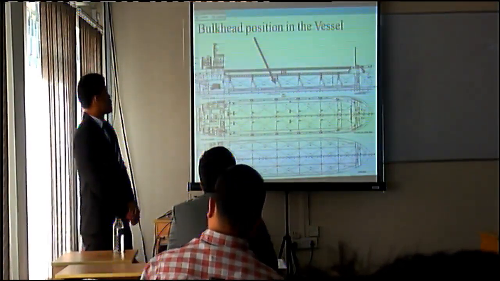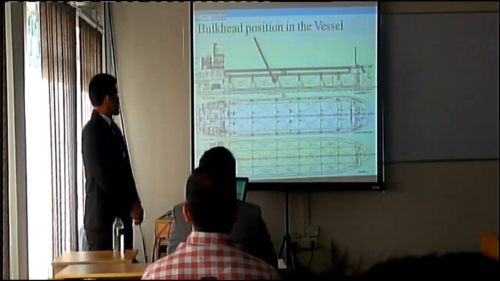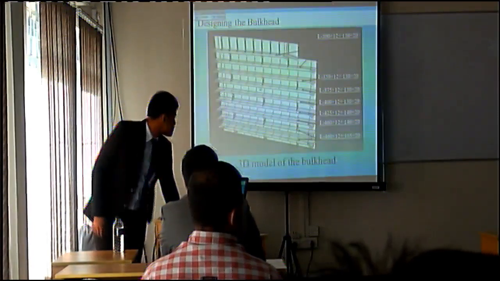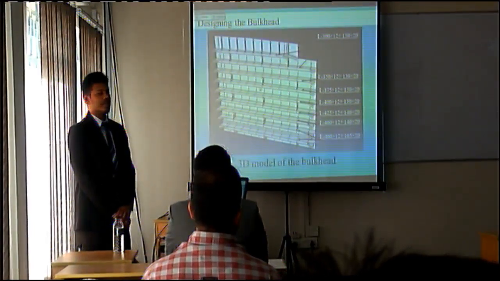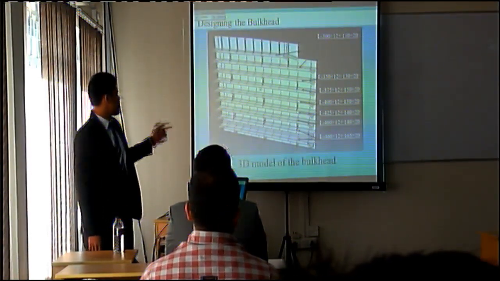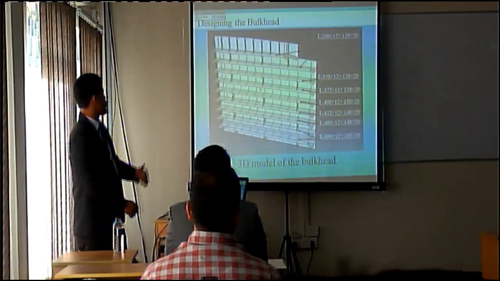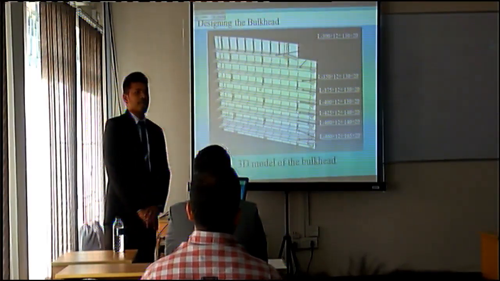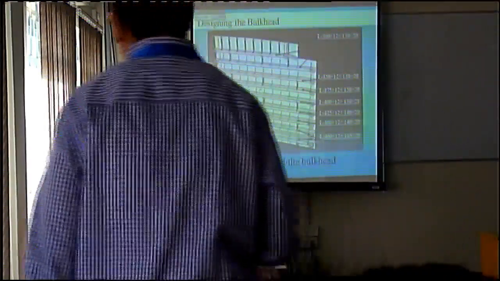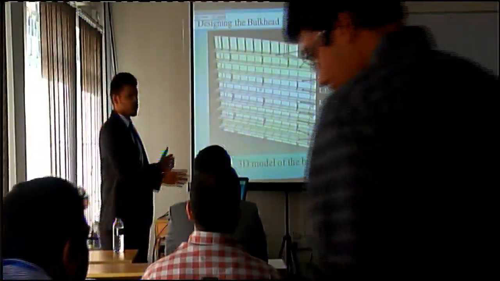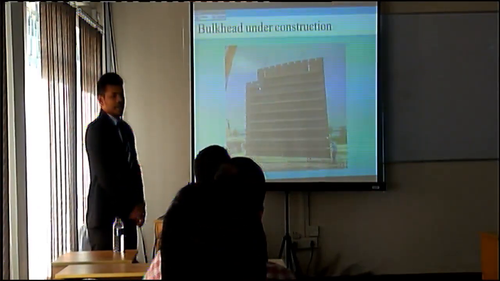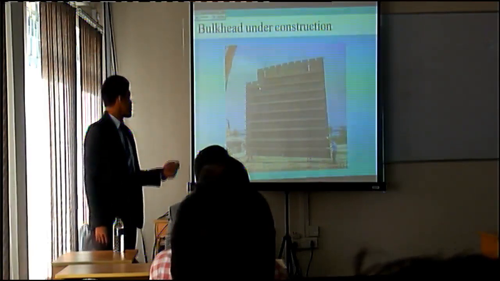And here we can see the position of the bulkhead. Actually, we have selected this bulkhead from the parallel middle body of the vessel. And this is the 3D model of the bulkhead. Here we can see the dimensions of the horizontal stiffeners, which are different at different water levels. Actually, the bulkhead is symmetric with respect to the center line of the vessel. That's why we have designed just one side of the bulkhead. This is the real picture of the bulkhead that is under construction.